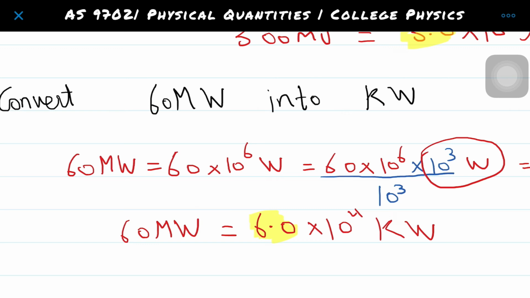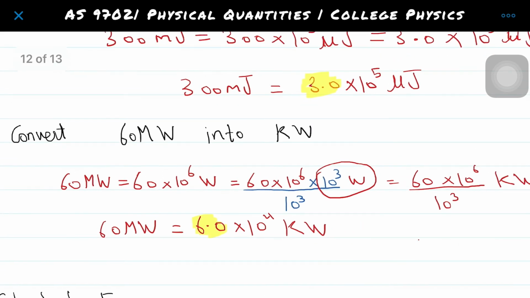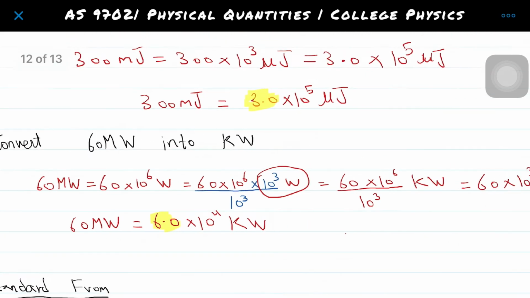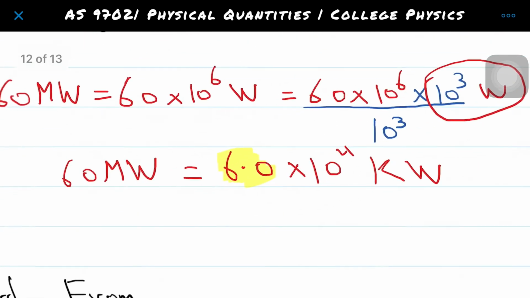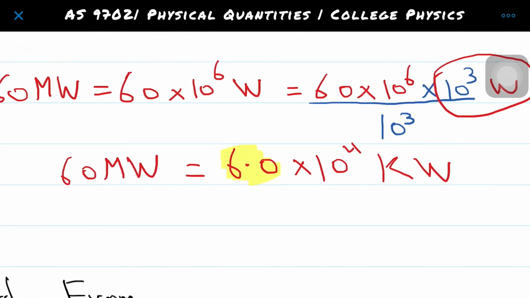And the kilo is basically 10 raised to the power 3, right? So 60 into 10 raised to the power 6 watt would be divided by 10 raised to the power 3 of the kilo. And after doing the right math, the 3 would move upward and would become minus 3. So the plus 6 minus 3 would make 60 into 10 raised to the power 3 kilowatt. So now we know that 60 megawatt is equal to 6 into 10 raised to the power 4 kilowatt. How did we get this answer? We converted the 60 into 10 raised to the power 3 kilowatt into the standard form.